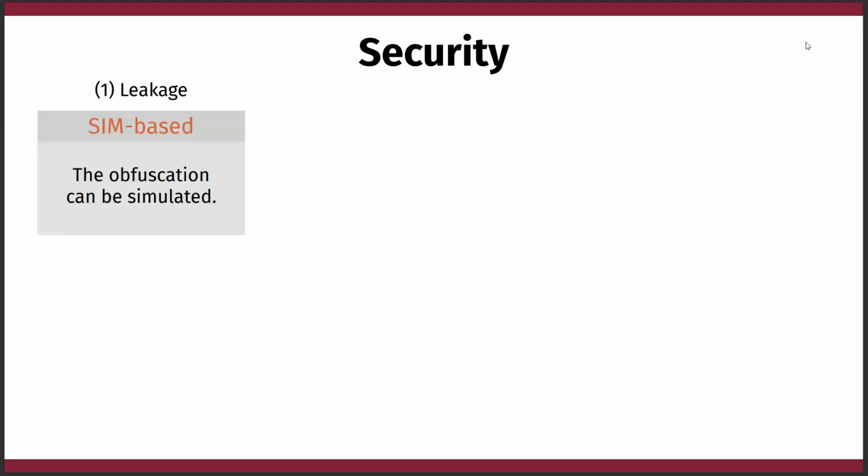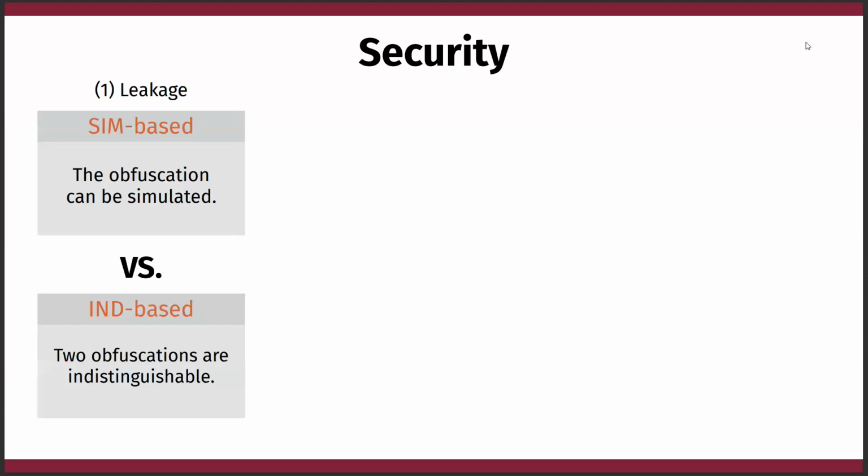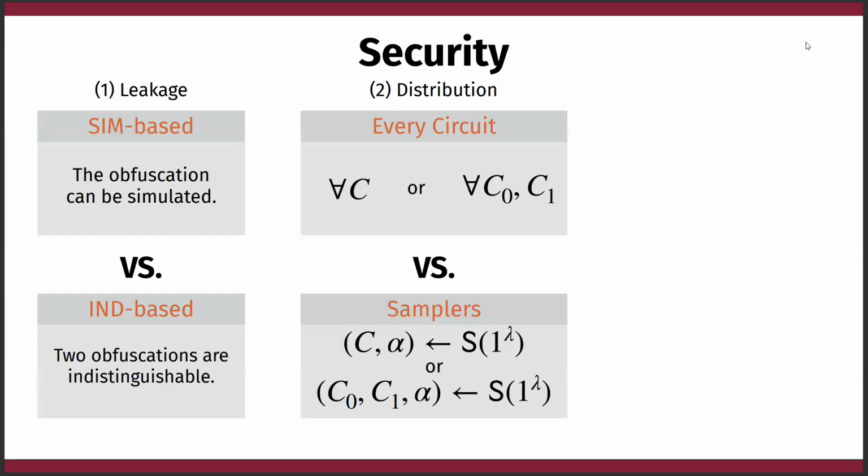You can use a simulation-based definition, or you can use an indistinguishability-based definition. The second aspect is about distribution. Maybe the security guarantee only holds if you sample a circuit from a particular distribution, or maybe not. So we're going to have these two cases. And when we care about distribution, we're going to assume that we have a sampler that gives you as output either one or two circuits, depending on the definition, and some auxiliary information.